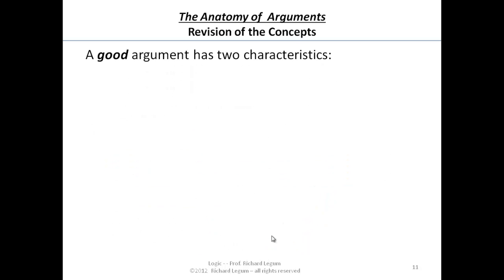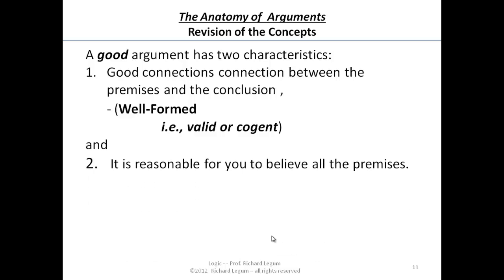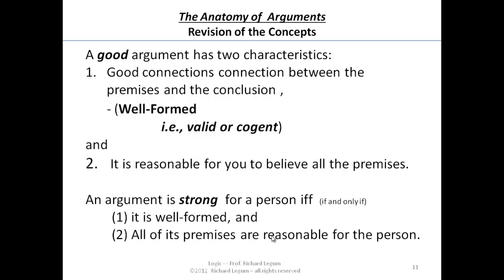So now to revise the concept, just how we've changed it up to this point, how we've made it a little bit better. A good argument has two characteristics. It's well formed, good connection, and it's reasonable for the person to believe all of the premises. Which just gives us the definition of strong. An argument is strong for a person if and only if it is well formed and all of the premises are reasonable for the person.